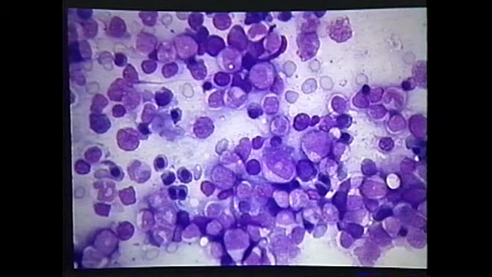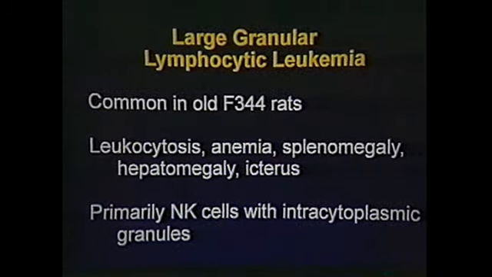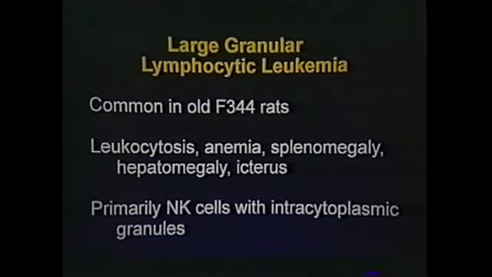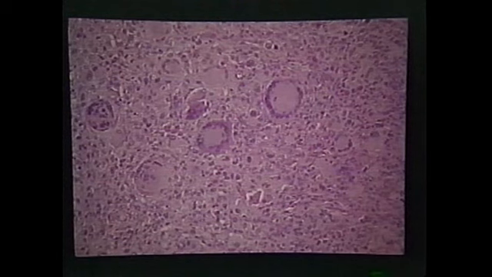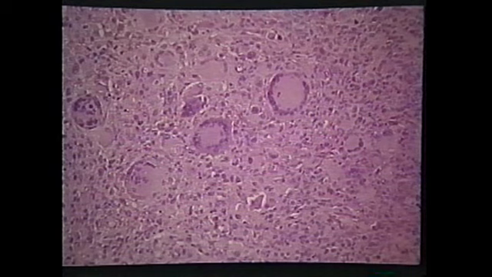So large granular lymphocytic leukemia, a common finding in old 344 rats. Leukocytosis, anemia, splenomegaly, hepatomegaly, and icterus. And just to remind you again that NK cells are considered to be the primary cell, although there may be a more heterogeneous population that contribute to the neoplastic process. Histiocytic sarcomas in rats. This would be a granulomatous type with very prominent multinucleated giant cells.